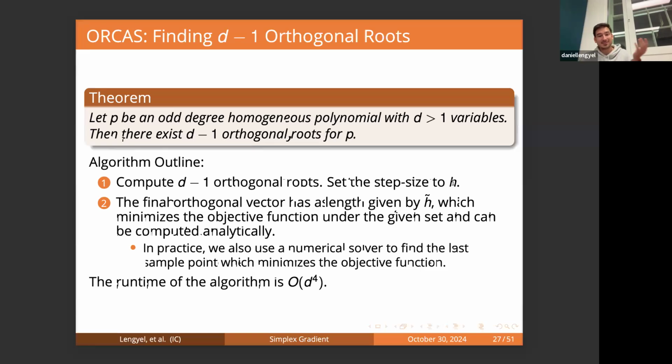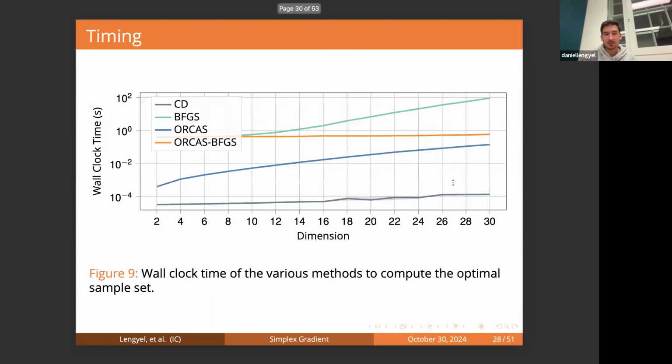Now, the immediate argument is, okay, why didn't you just do that in the first place? And well, it turns out that runtime-wise, it just isn't feasible in higher dimensions. You really do need this dimensionality reduction property. As you see here, we have BFGS as the numerical solver we use. Central difference is very fast because it does everything in linear time. And central difference is basically exactly what we had done, but with a fixed orthogonal set, which is coordinate aligned. It's very fast to find the optimal set here.